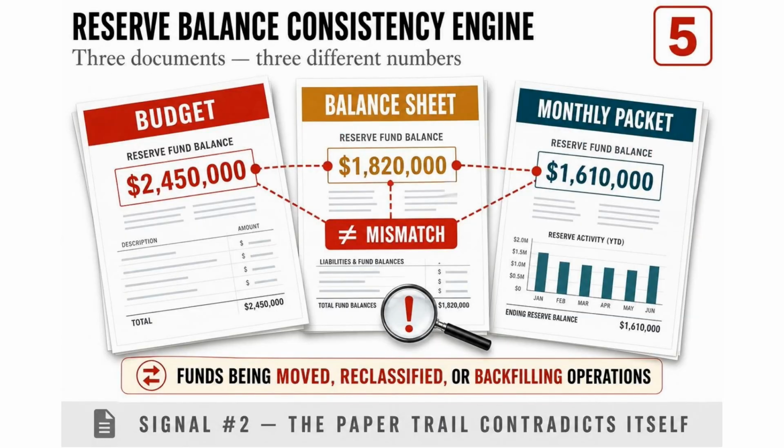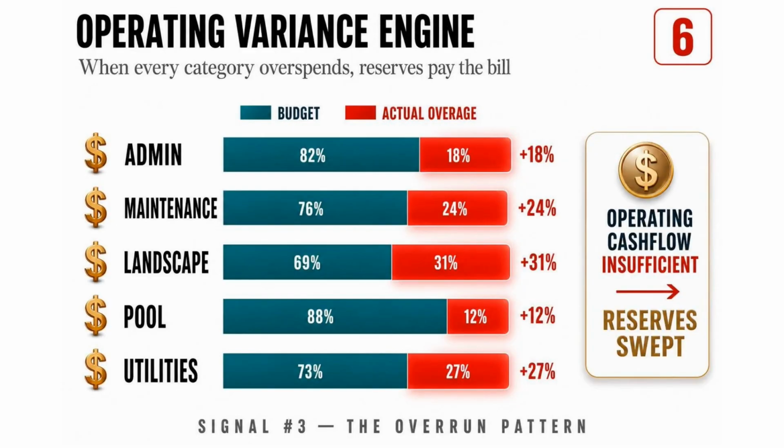Number 2, reserve balance consistency engine. The signal: reserve numbers are inconsistent across documents, budget versus balance sheet versus monthly packet. Interpretation: funds are being moved, reclassified, or used to backfill operations.